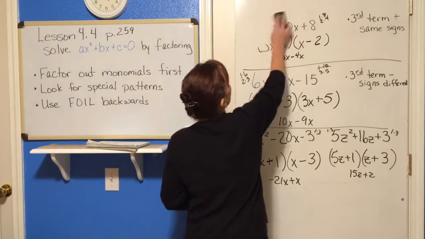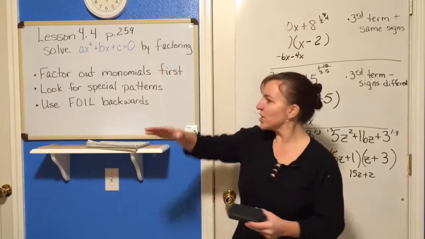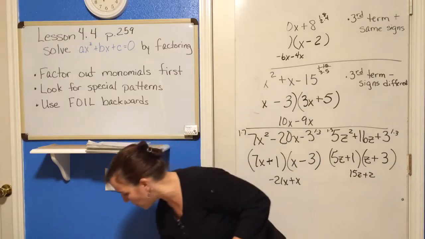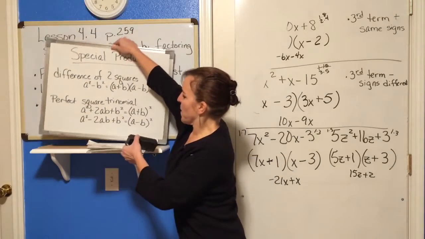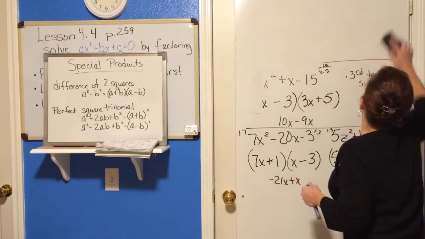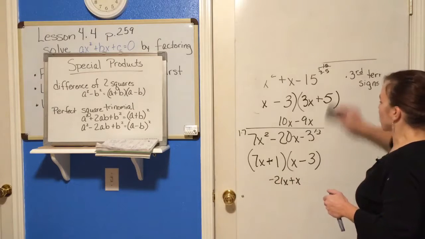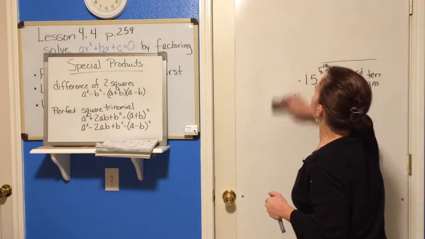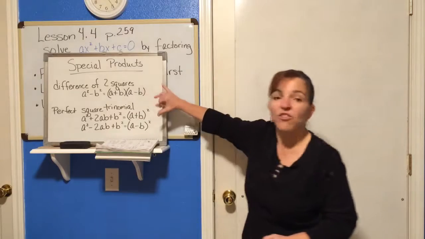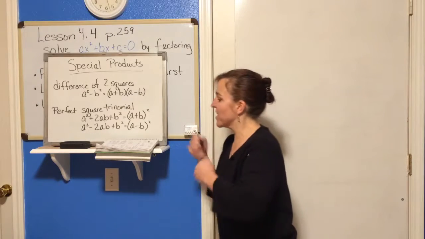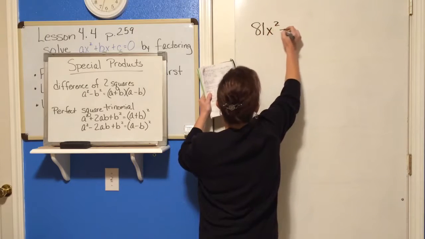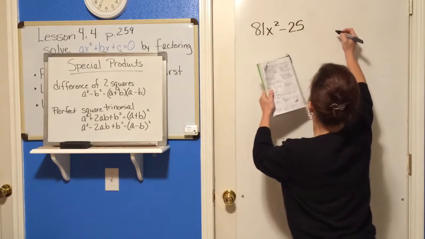Because let's move on to, if we go backwards through our steps, so using FOIL backwards, also what you need to do is check for those special patterns. If you'll remember the special patterns that we talked about in section 4.3, those special patterns have to do with squared terms. If you find that your first and your last terms are both squared, then you very likely will have one of these special products, and you just need to check for that. So let's look at a couple of different ones.